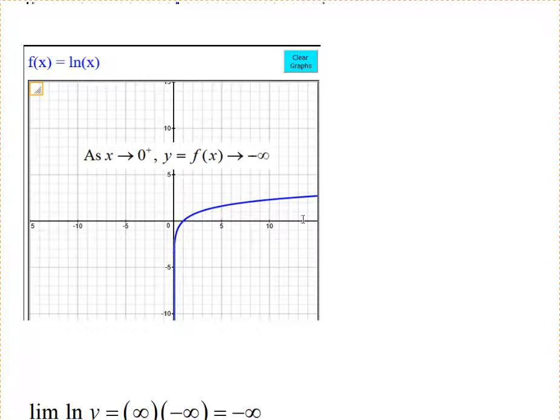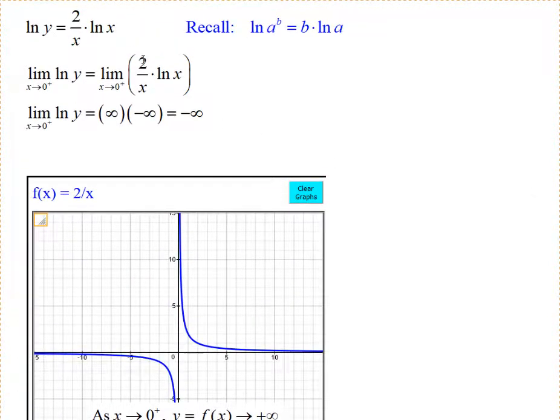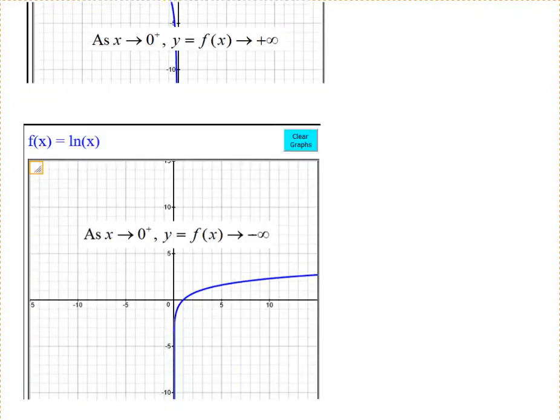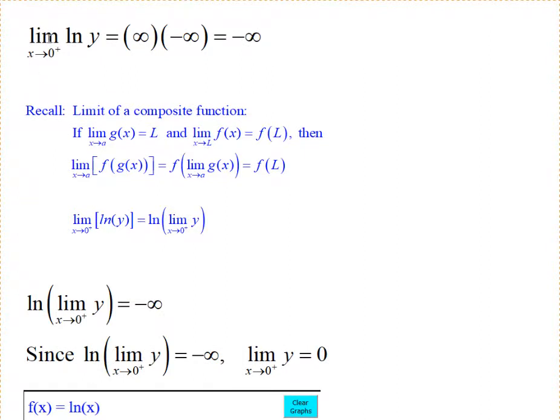So one more time, if we approach 0 from the right, the y, or the ln of x, will approach negative infinity. So this is positive infinity. This will go to negative infinity. And then positive infinity times negative infinity is just negative infinity. And so now we end up with the limit as x approaches 0 from the right of ln of y is equal to negative infinity.